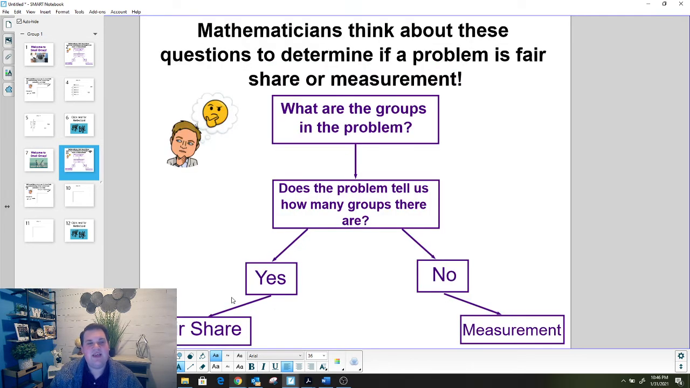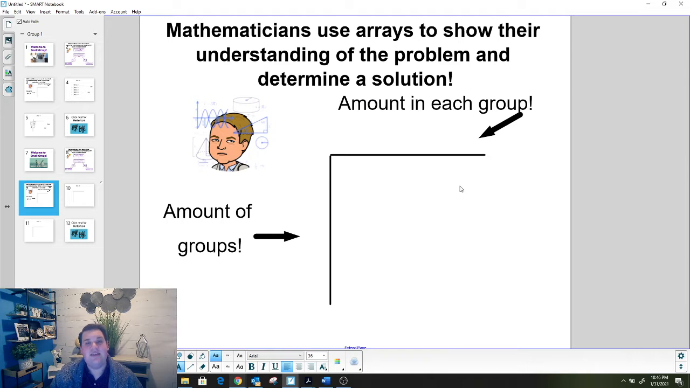Here, we worked really hard last week on talking about the difference between measurement and fair share types of problems. So we asked ourselves these questions: what are the groups in the problem? Does the problem tell us how many groups there are? If the answer was yes, it was fair share, and if it's no, it was measurement. Then, once we knew, we were able to make an array to match that problem. When it was the amount of groups that we knew, fair share, we were able to put those groups over here on the side. When we knew how much was in each group, we were able to put that up top and do a measurement strategy.